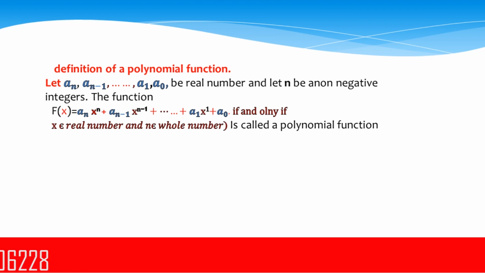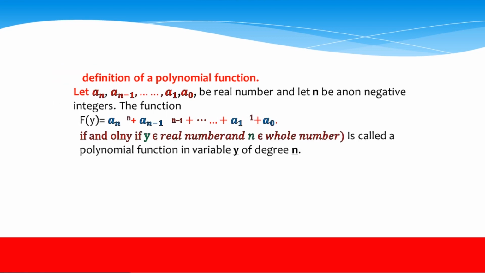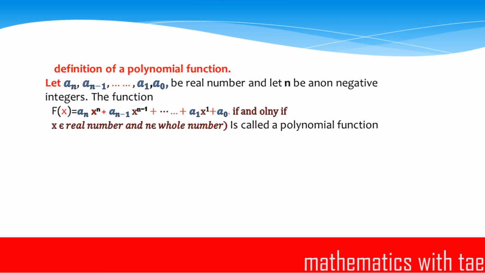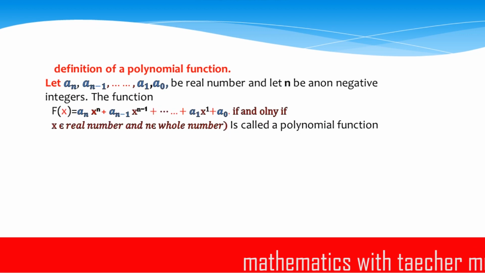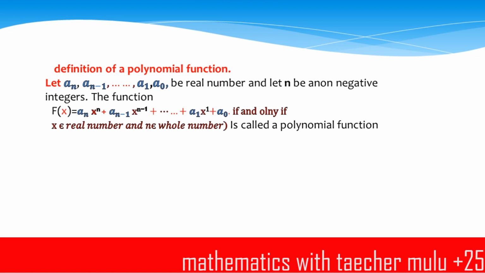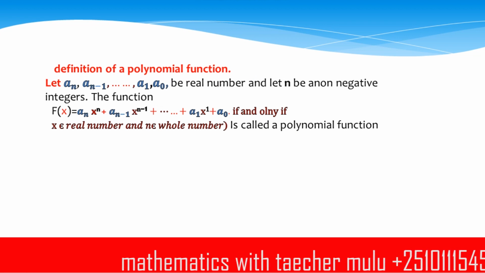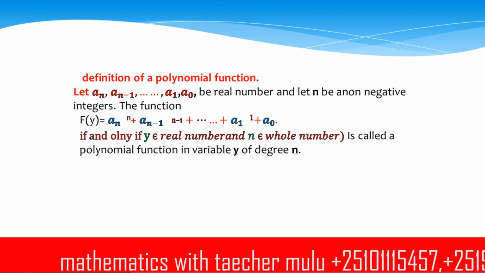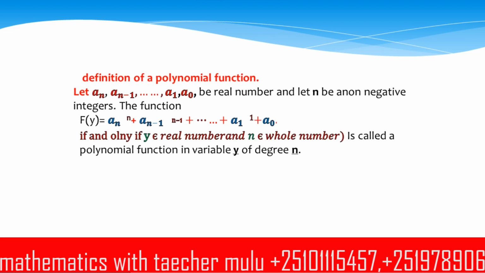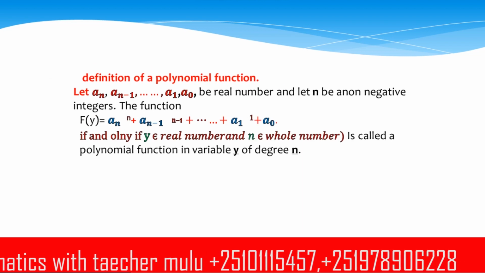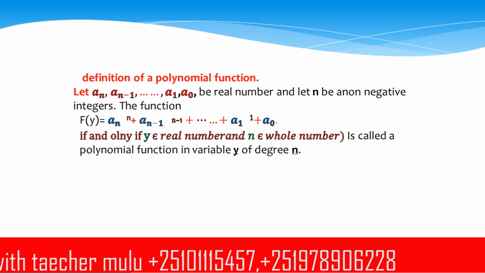If x is an element of the real numbers and n is an element of the whole numbers, then this is called a polynomial function in the variable x. The first definition is in the variable x, with degree n. And let me give you another definition of a polynomial function.